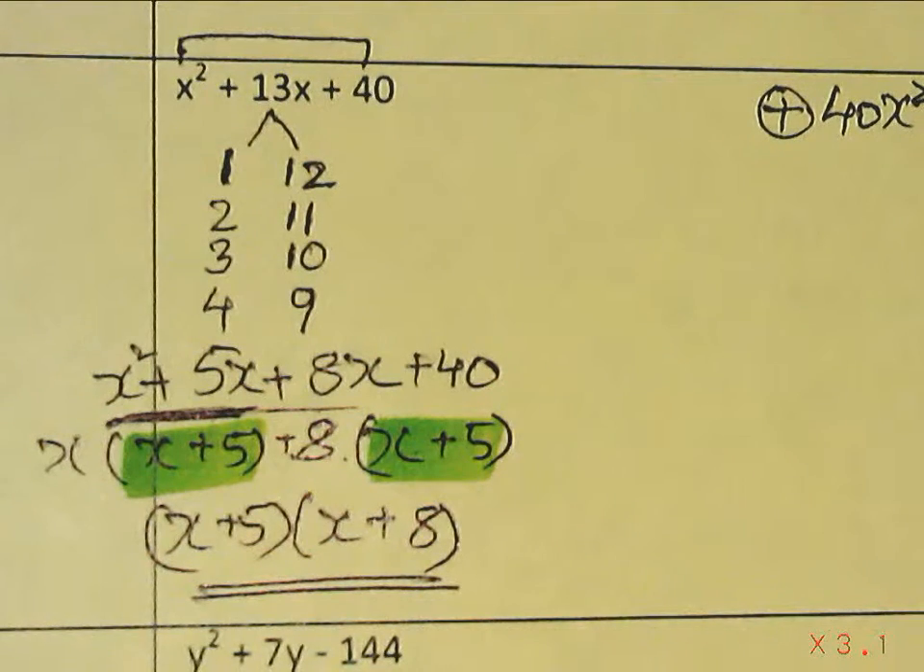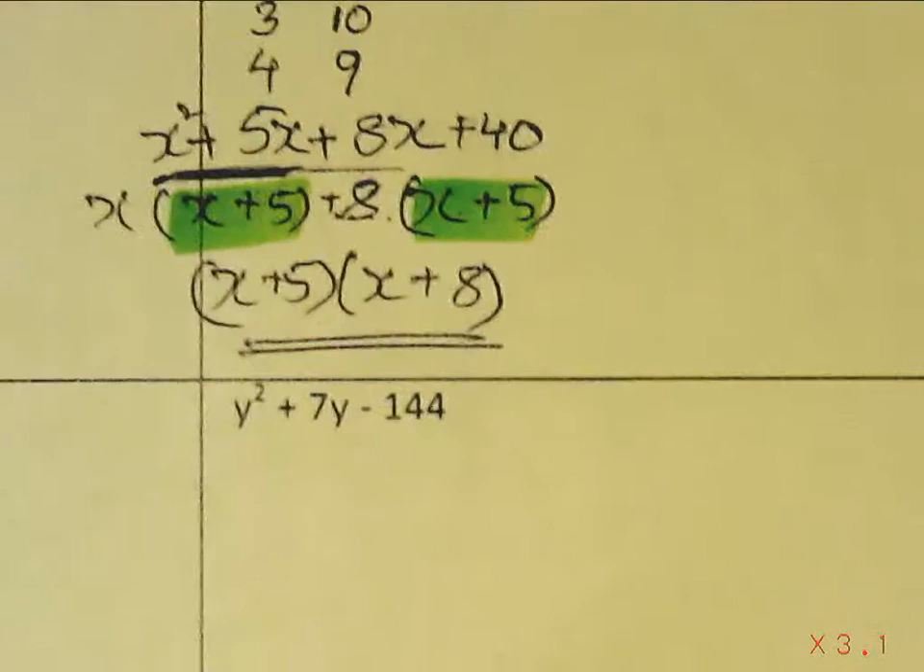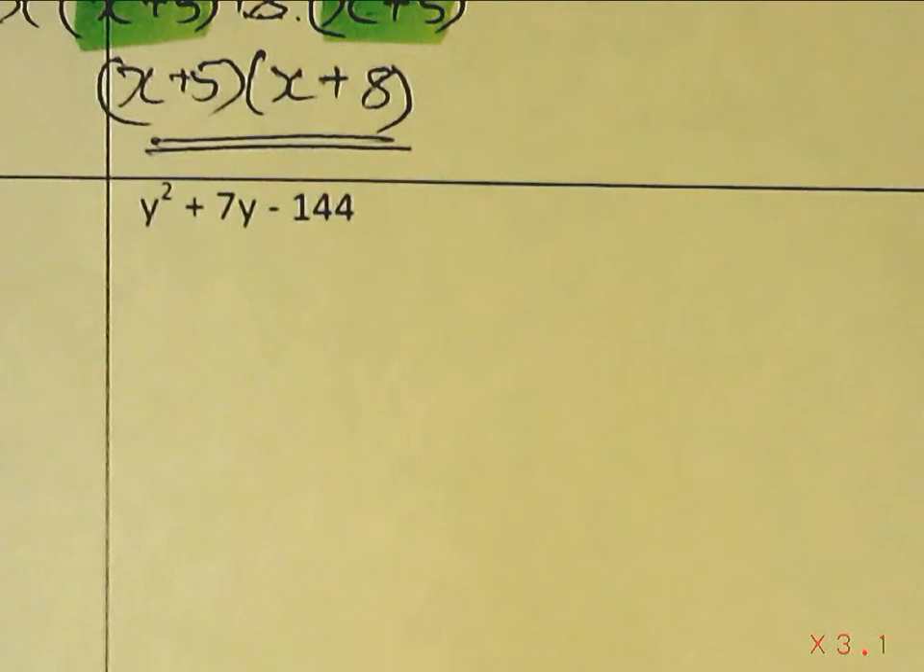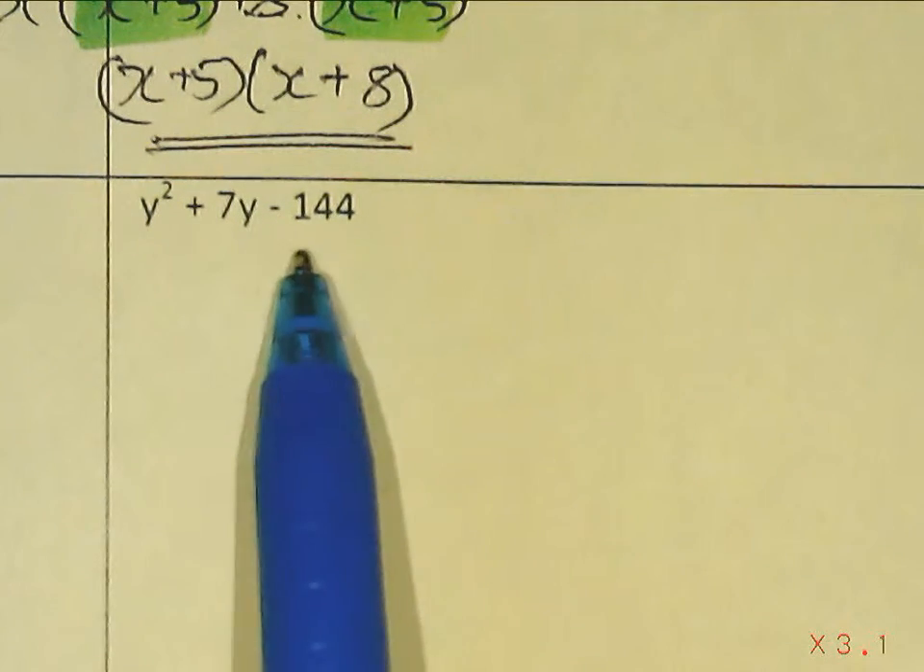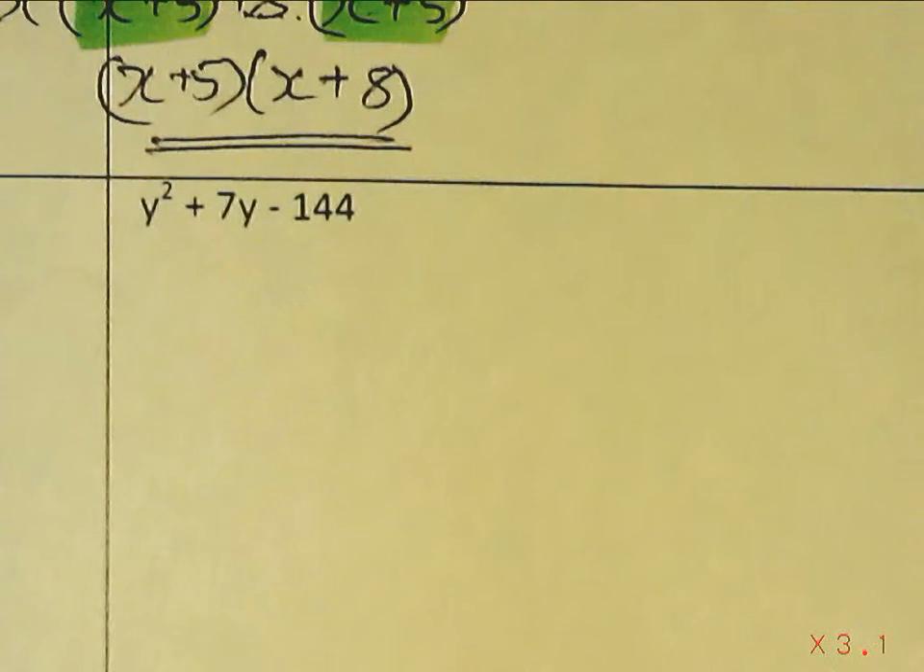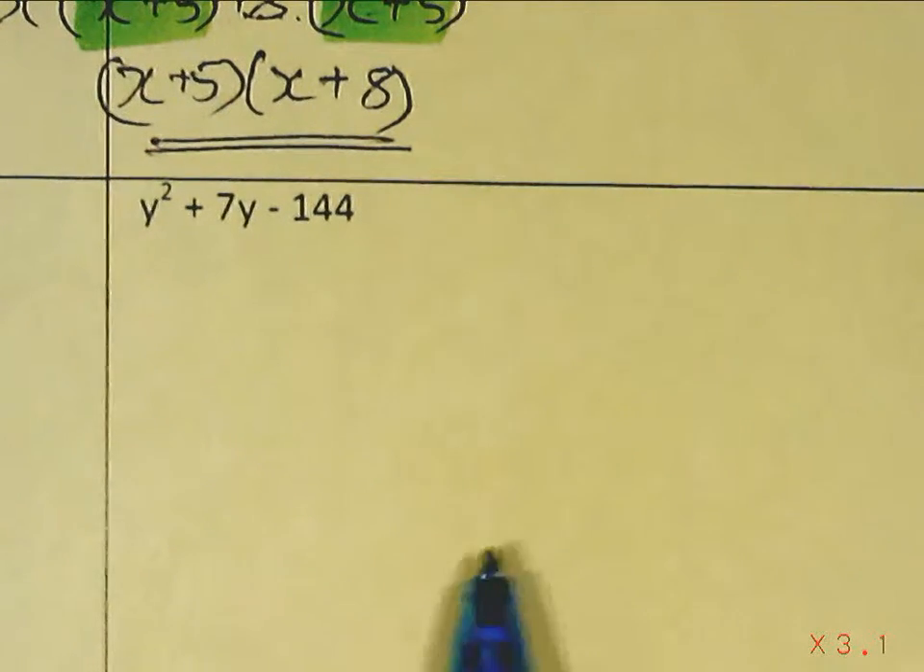We have one more model. Let me take the other model too. Let me solve this one. Y squared plus 7y minus 144.